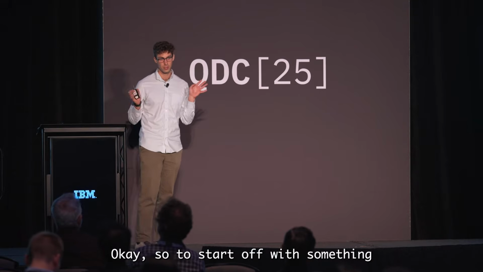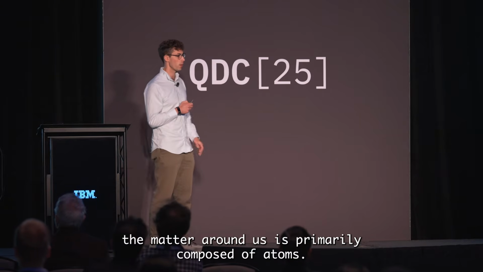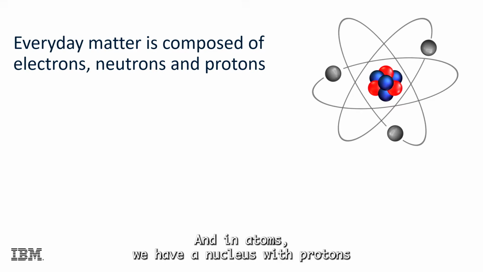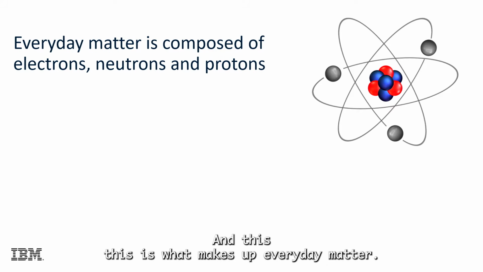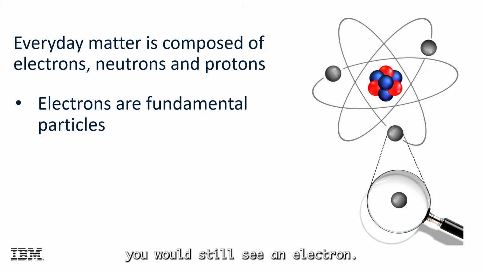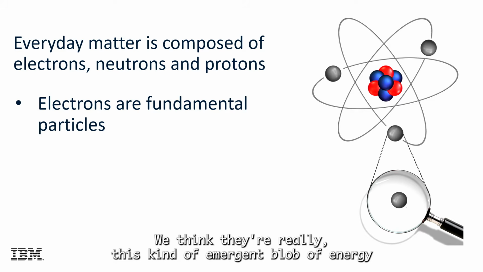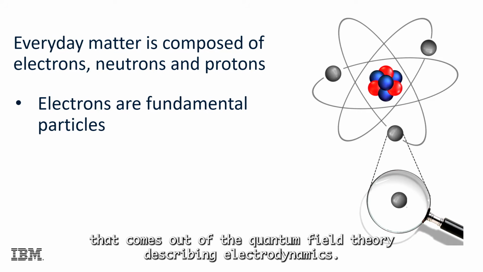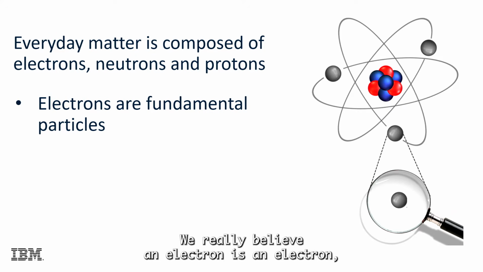Okay, so to start off with something that hopefully all of us are familiar with, the matter around us is primarily composed of atoms. And in atoms, we have a nucleus with protons and neutrons that are surrounded by a cloud of electrons. And this is what makes up everyday matter. And if you could zoom in really, really close on an electron, you would still see an electron. By this, we mean that electrons are fundamental particles. We think they're really this emergent blob of energy that comes out of the quantum field theory describing electrodynamics. But it's something where there's no substructure. We really believe an electron is an electron.